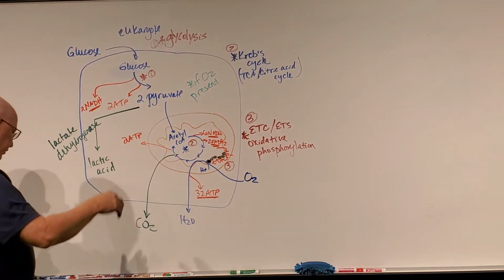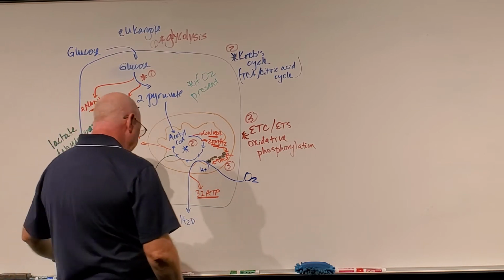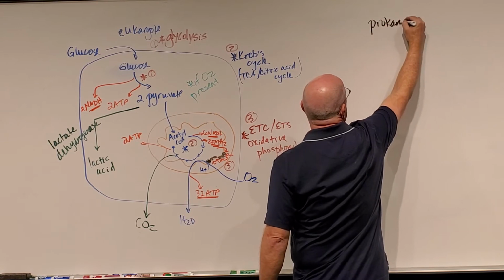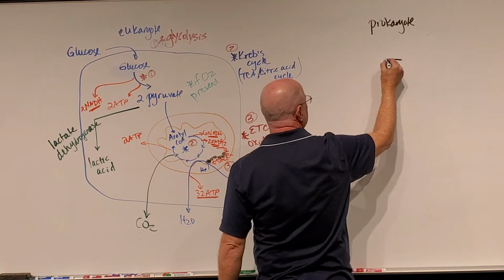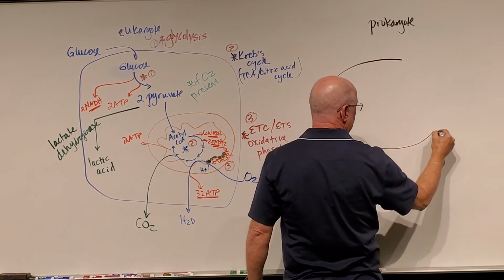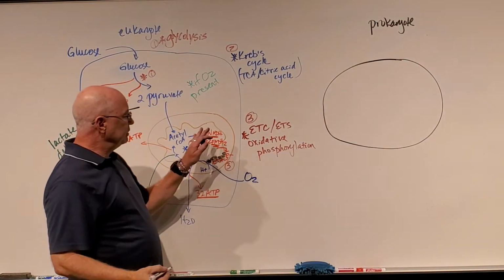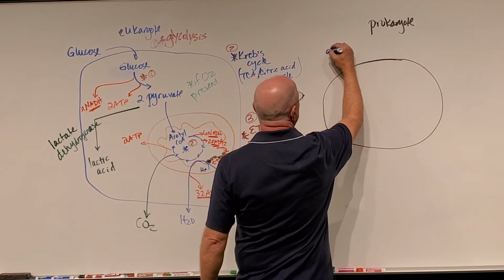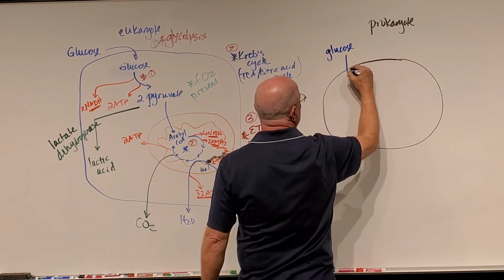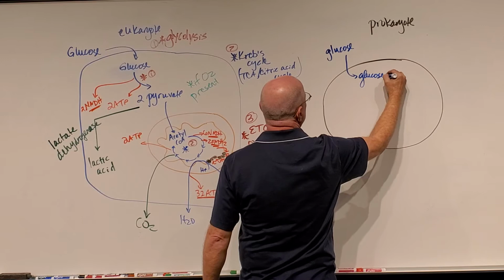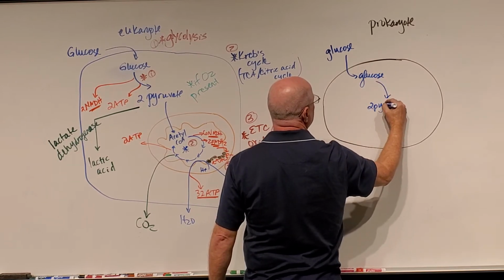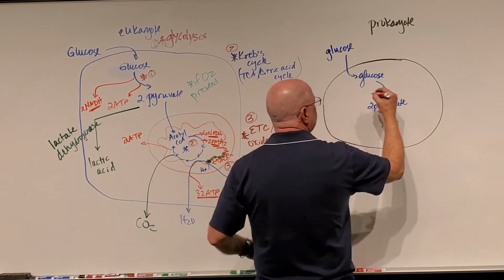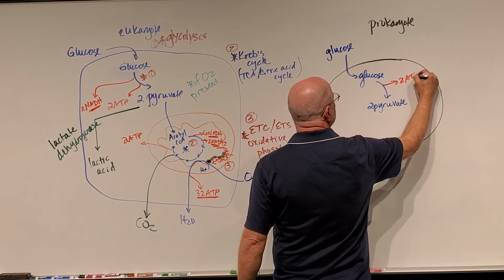But what I wanted to do was leave a little room over here, because my next cell that I'm going to draw is going to be a prokaryote. My prokaryote is going to be much simpler. My prokaryote does not have mitochondria. So what happens in prokaryotes is that they're going to take glucose in, and when they get the glucose in, they're going to convert glucose into 2 molecules of pyruvate. Out of that, they're going to get 2 molecules of ATP as a net gain.